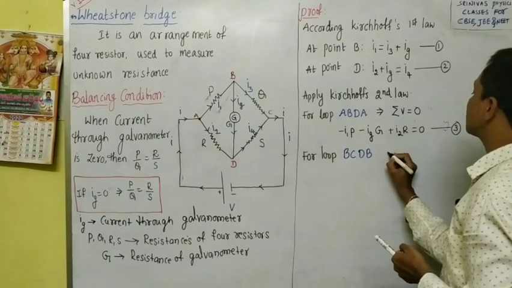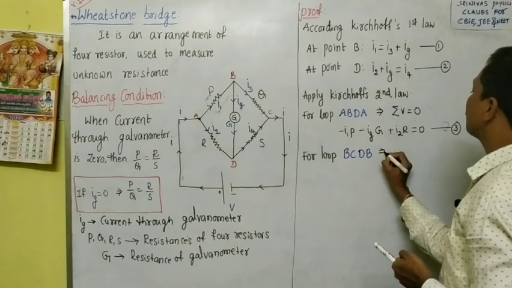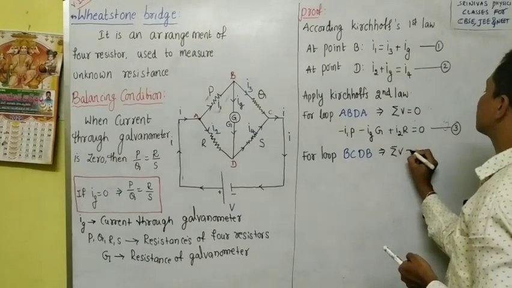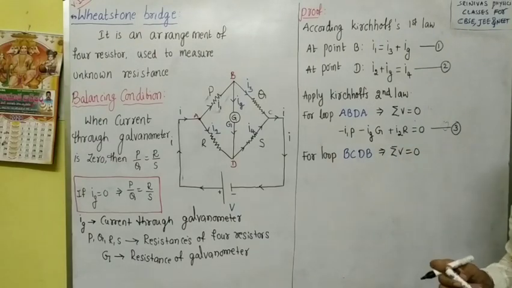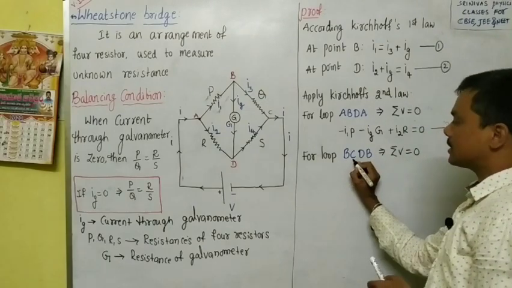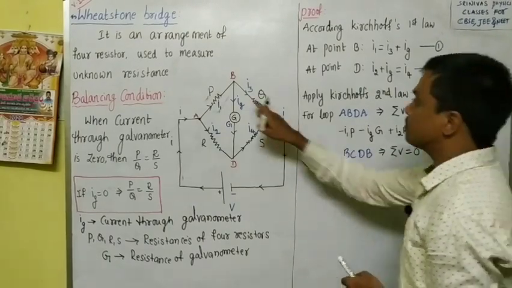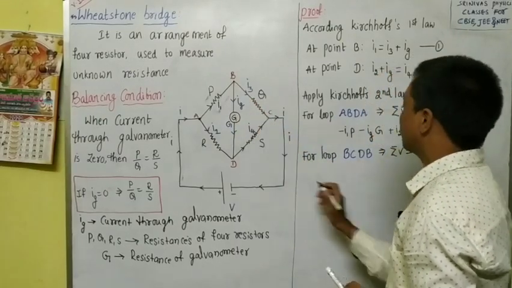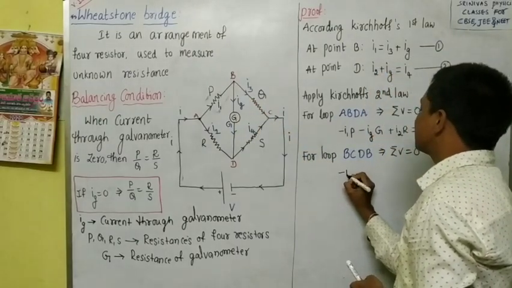Algebraic sum of potential differences equal to 0, right? All potential differences we have to add, and equate to 0. First you have to travel B to C, next C to D, D to B. First B to C, in the direction of the current you are going. That's why you have to take minus, right?